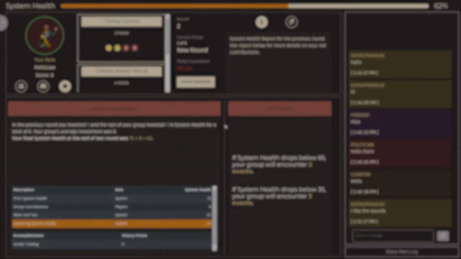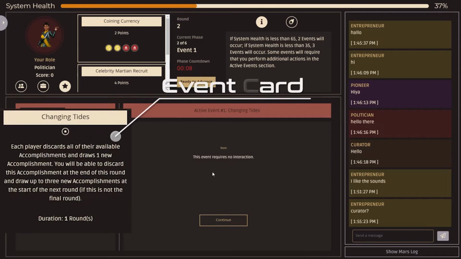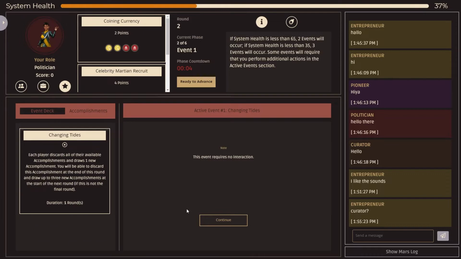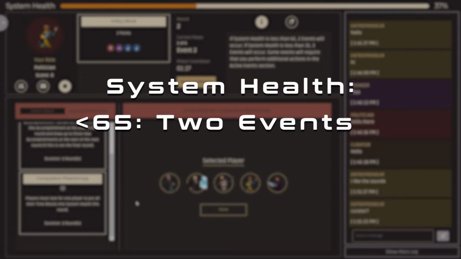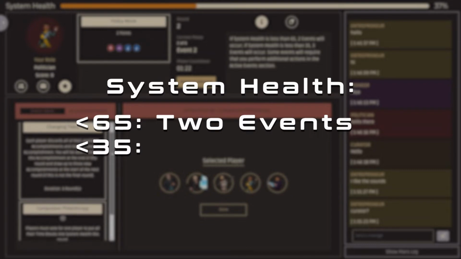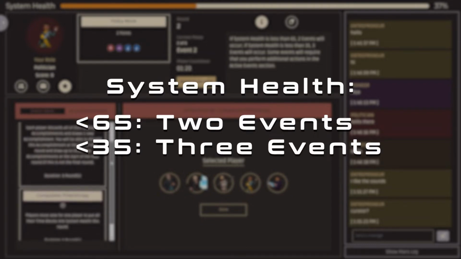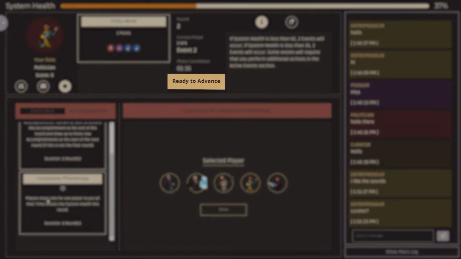Phase 2, Events. In this phase, an event card is revealed. Mars is a dangerous and uncertain environment. Expect the unexpected. If system health falls below 65, two events are revealed. If system health is below 35, three events are revealed. When you're ready, click Ready to Advance.